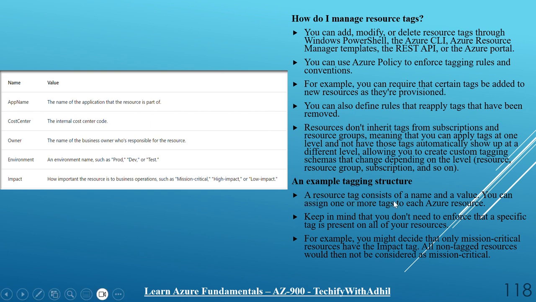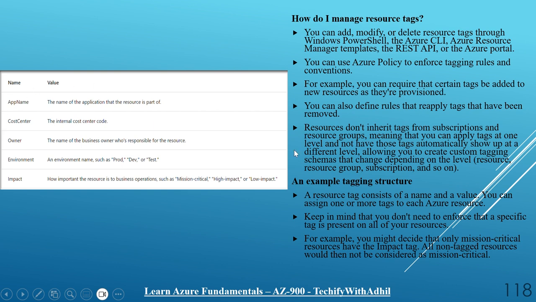So a resource tag consists of a name and a value. You can assign one or more tags to each Azure resource. Keep in mind that you don't need to enforce that a specific tag is present on all of your resources. For example, you might decide that only mission critical resources have an impact tag, and all non-tagged resources would then not be considered as mission critical. So it's not necessary that all the resources in a resource group or a subscription must have a tag. Only for required resources you can tag it. If you don't want to tag a resource, then you can just leave it.